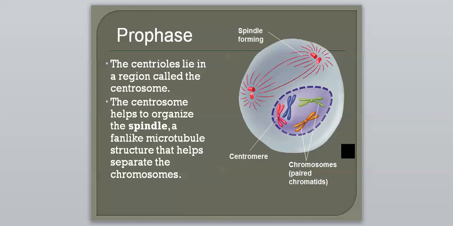In the next step, the centrioles are going to lie in a region called the centrosome. This area out here is called the centrosome, and it helps to organize the spindle, which is a fan-like microtubule structure that helps separate the chromosomes. All these little firework-looking lines, that's what they look like to me, are called spindles, and they're going to help us separate our chromosomes down in the bottom of the picture. These are organized during prophase.